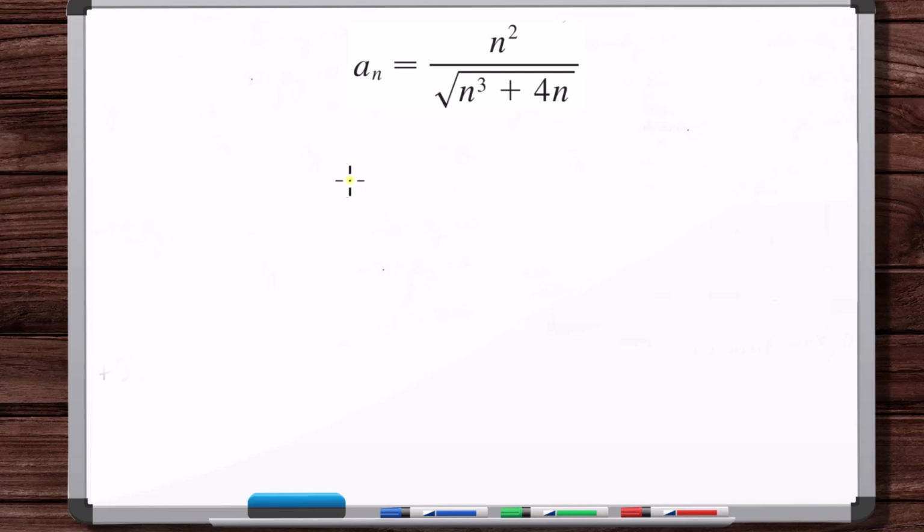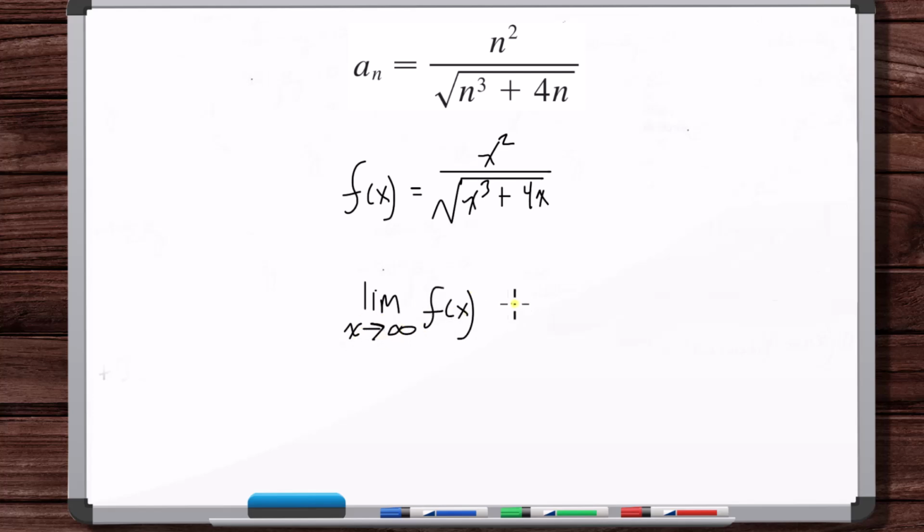Okay, so is this a valid function? We've got the square root here. Thinking about x going to infinity, this is just going to be some large positive number. The square root of a large positive number is fine. A large positive number squared is fine. So yeah, this is fine. So what is the limit as x approaches infinity of f of x?